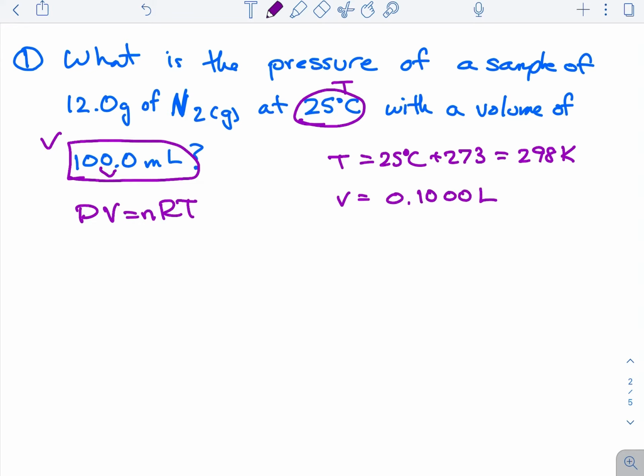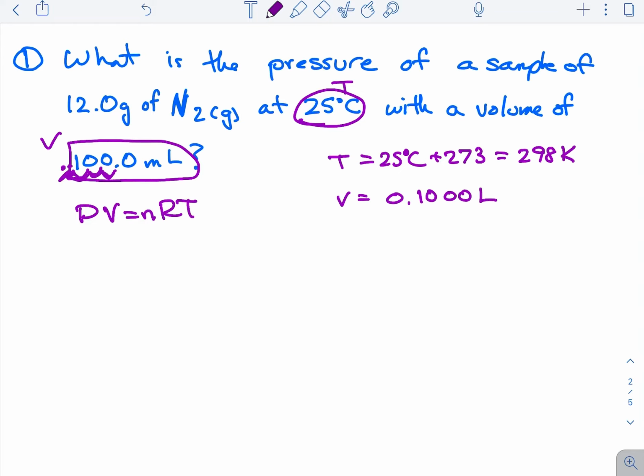I'm just moving the decimal place 1, 2, 3 times to the left. Okay, if you prefer to get your calculator out and divide that by 1,000, you're welcome to. It just costs you a little time. So as you get more comfortable with this, going from mils to liters is just 1, 2, 3 times over. There's where the decimal place is going to be.